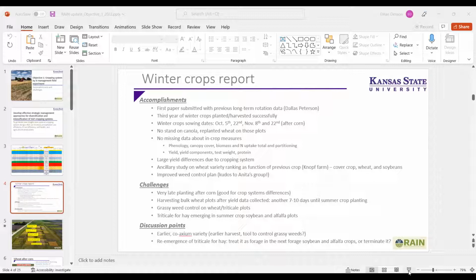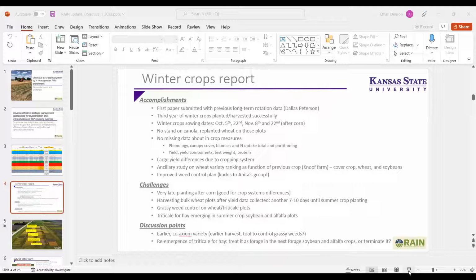Last meeting, we discussed the possibility of adding some canola to diversify there in the winter. We didn't have a good stand, so we went back and replanted wheat in those plots where we didn't get a good canola stand for this last year here. You can see we have a range of planting dates from early October to late November there, and that's again just whenever we can get in there because of those different rotations.